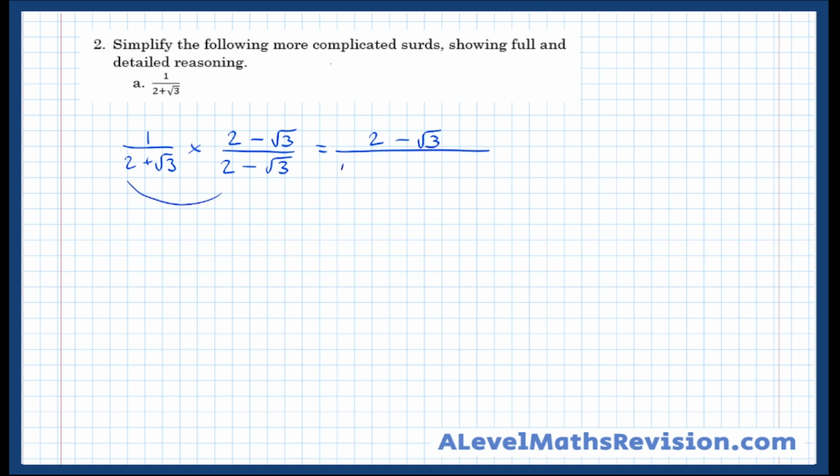So we've got 4 minus 2 root 3 plus 2 root 3 minus 3, which is equal to, well, the top stays 2 root 3. So we've got positive 2 root 3 take 2 root 3, and we've got 4 take 3, which is 1, which we wouldn't bother writing. So 1 over 2 plus root 3 is equal to 2 minus root 3.